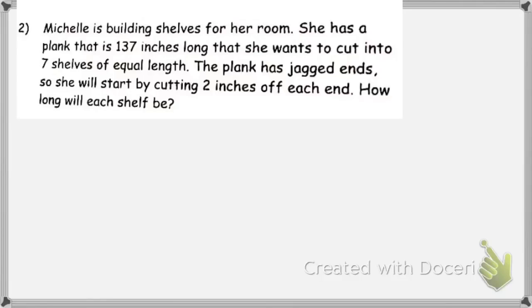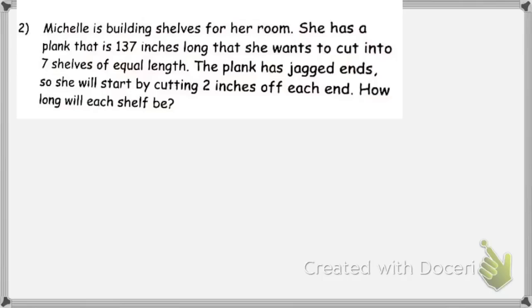The plank has jagged edges, so I'm picturing rough. Jagged means rough, like they're not straight. Pointy edges. So she'll start by cutting 2 inches off each end. I picture her with the saw, cutting a little bit off one side, a little bit off the other side. How long will each shelf be?